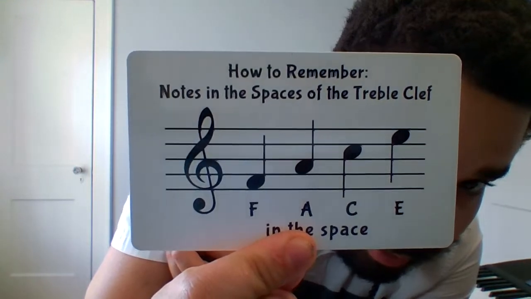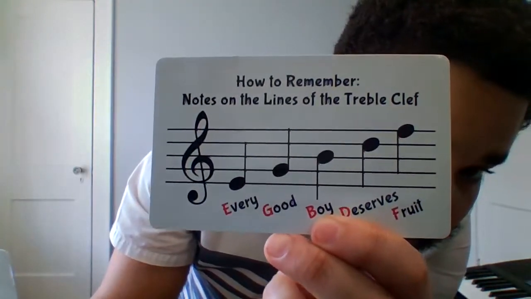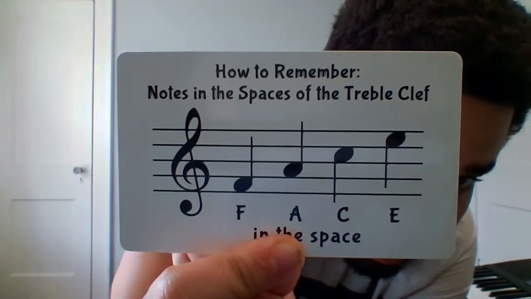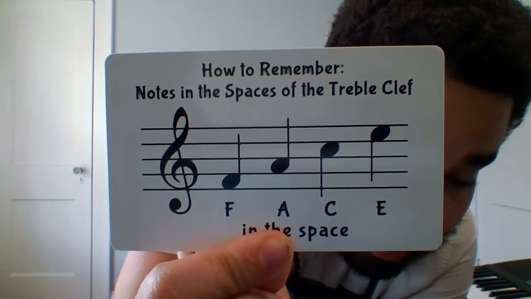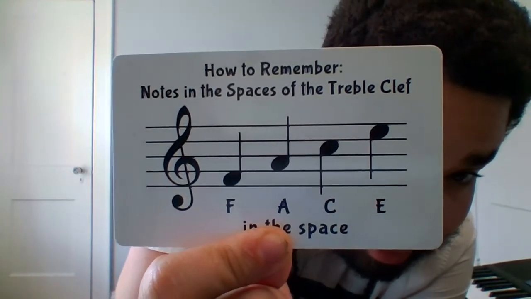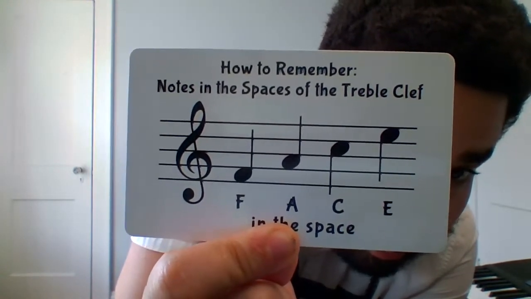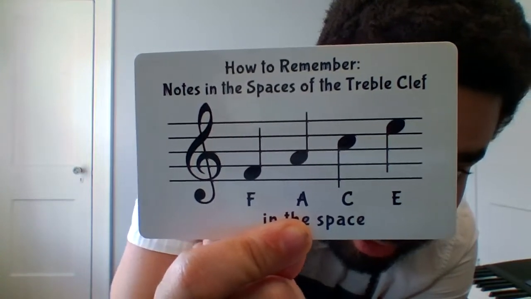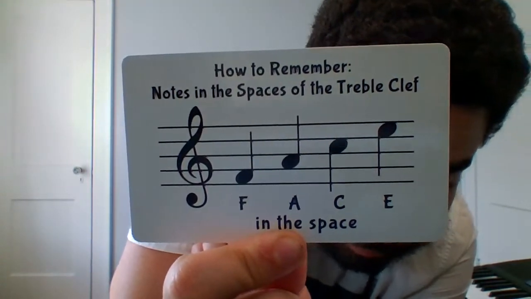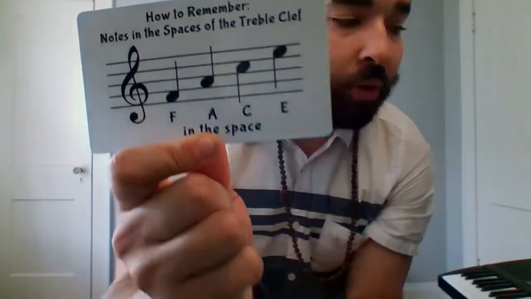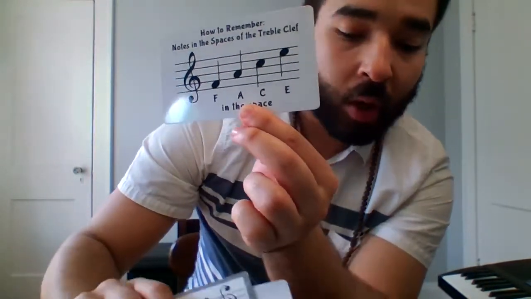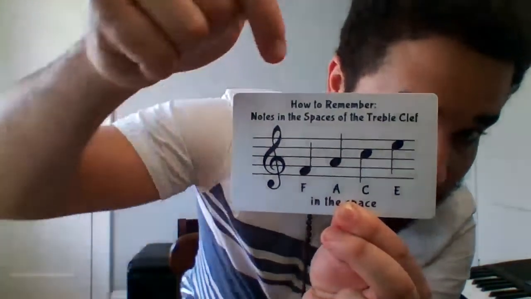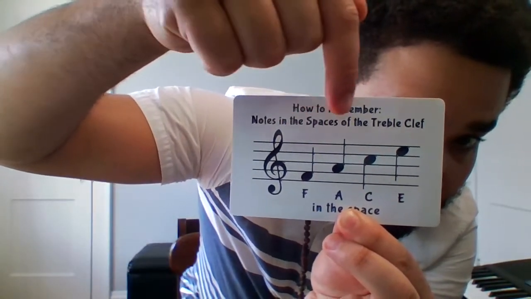So not only can notes be on the line, they can be inside the spaces as well. And when you're writing music, you have to make sure that you get it really correct because it can be very confusing if one of your notes is kind of inside the line. People can mistake and play the wrong note if your music writing isn't very proper and nice. Okay, so this is how we remember our space notes. We have how to remember notes in the spaces of the treble clef.